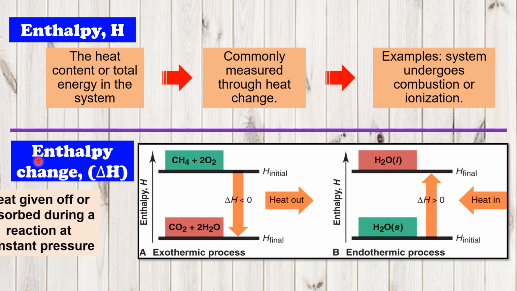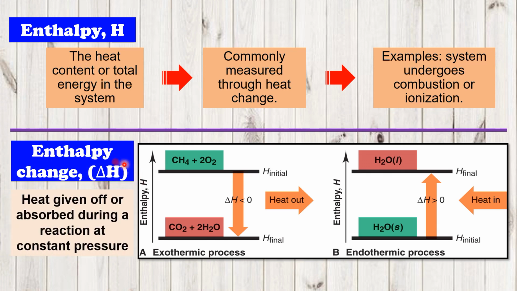The second is enthalpy change, which we can symbolize as delta H. Enthalpy change refers to the heat given off or absorbed during a reaction at constant pressure. For example, in an exothermic process, the enthalpy of the product is smaller than the enthalpy of the reactant. Therefore, the value of delta H is smaller than 0, a negative value, which means the heat is released. In an endothermic process, the enthalpy of the product is bigger than the enthalpy of the reactant. Therefore, the value of delta H is greater than 0, a positive value, where heat is absorbed.